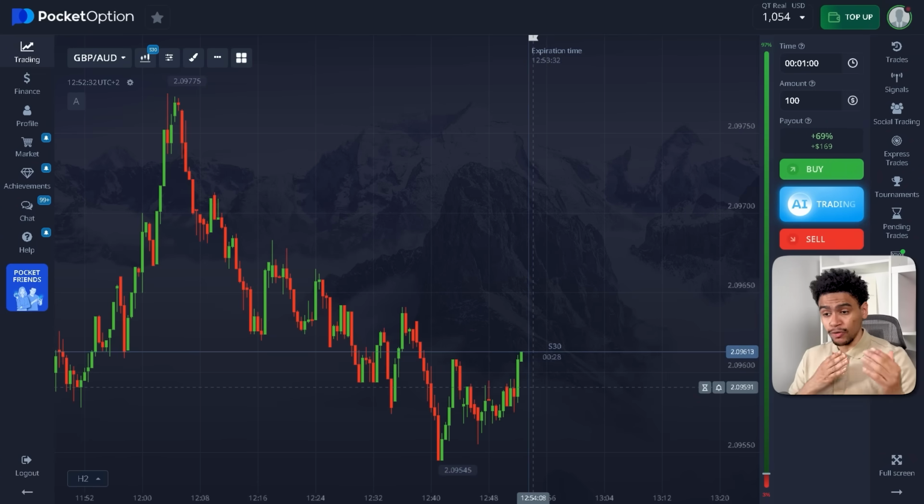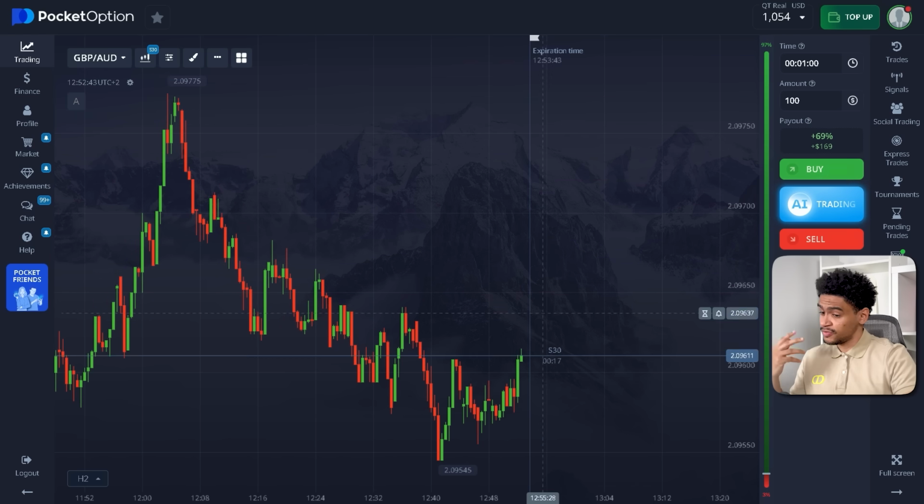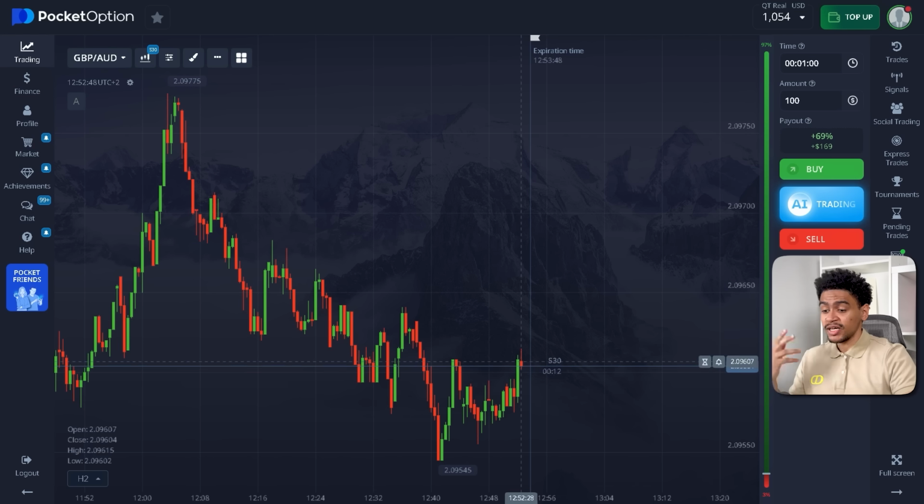Expiration time is how long your trade is going to last from the moment you select a direction. So for example, if you're trading on 2-minute expiration time, when you press buy, if you think that the price will go up, if in 2 minutes the price did go up from the point where you pressed it, then you get the money. If you don't, then you don't.